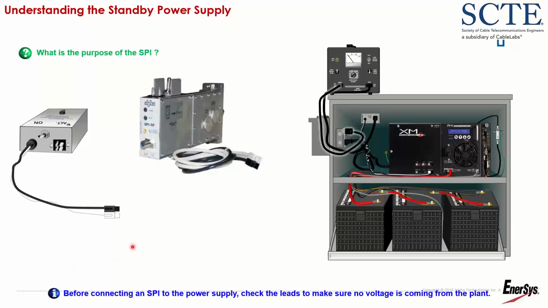All right, so not really the power supply, but what is the purpose of the SPI? Some people call this the alt box, the alt can, alt switch, a lot of different names for it. We call it the service power interface. What's the purpose of this device? This is the device that interfaces between the power supply and your coaxial plant. You've got Anderson connectors here that would be hooked up to the power supply, and then on the back side of the SPI is going to be the coaxial connection.